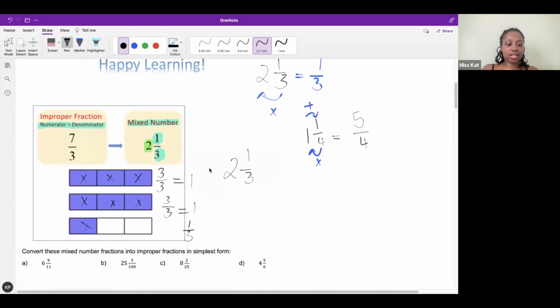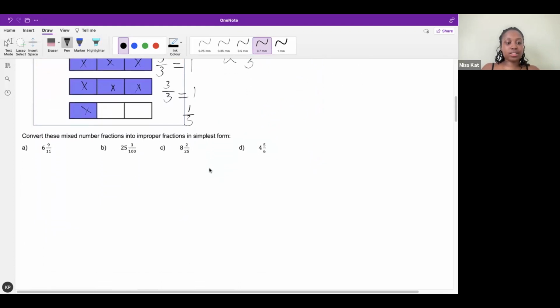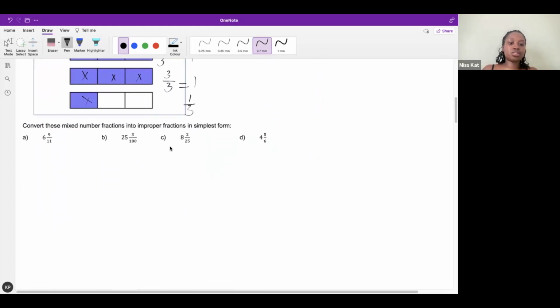All right. So that's how we convert both ways. Now we have mixed numbers and it says convert these into improper fractions, but there's an additional instruction here because it says in the simplest form. Okay, in the simplest form.